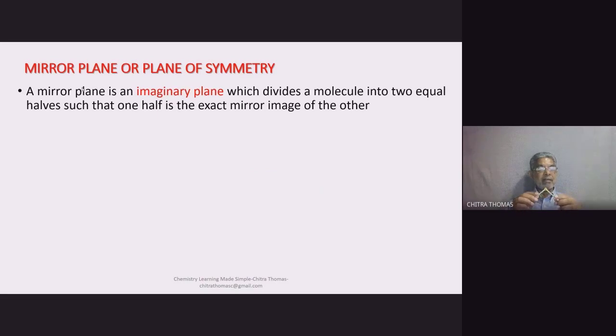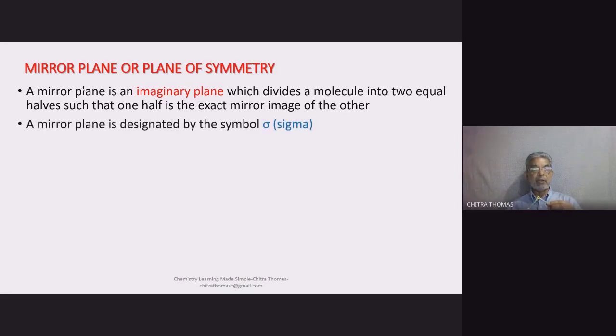A mirror plane, this is quite simple, is an imaginary plane which divides a molecule into two equal halves, such that one half is the exact mirror image of the other. Let me show you. A mirror plane is designated by the symbol sigma. Now, let me label the two hydrogen atoms as 1 and 2. Suppose I reflect this in a plane perpendicular to the plane of the molecule and bisecting the hydrogen, oxygen, hydrogen. So this plane passes through the oxygen atom and bisects the H-O-H bond angle.